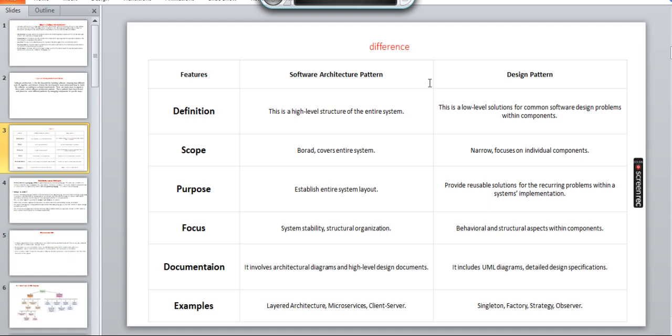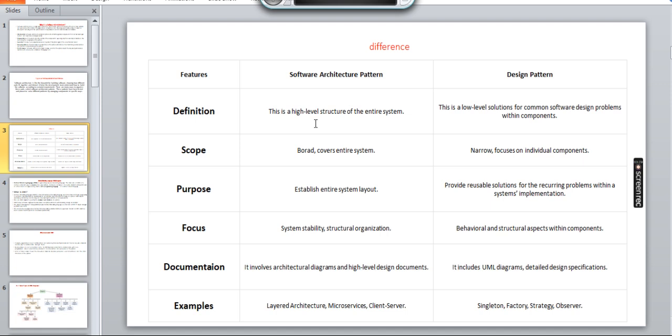Next, the difference between software architecture pattern and design pattern. First of all, software architecture is a high level structure of the entire system and design pattern is a low level solution of design problems.